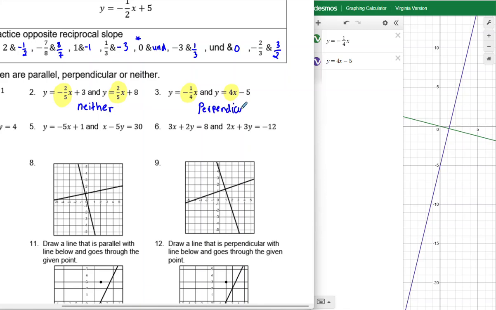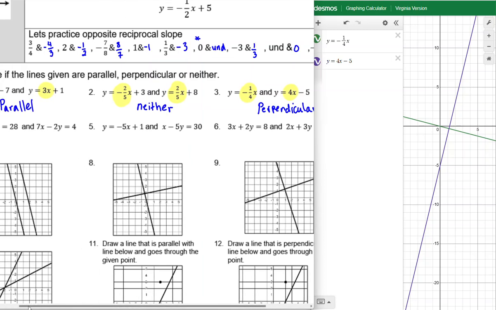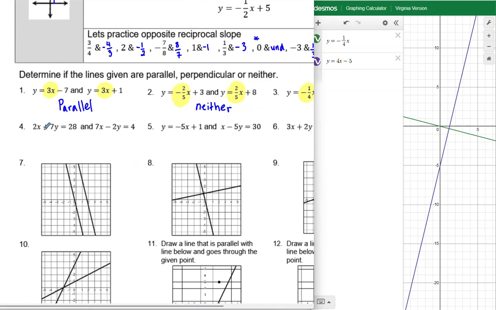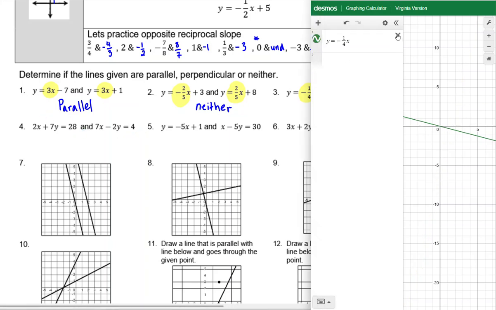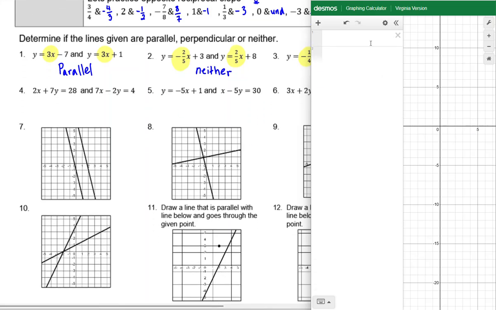All right, let's take a look at this one. For number 4, they are not written in slope-intercept form. So either we could change it to slope-intercept form and then check, or we can just graph it.